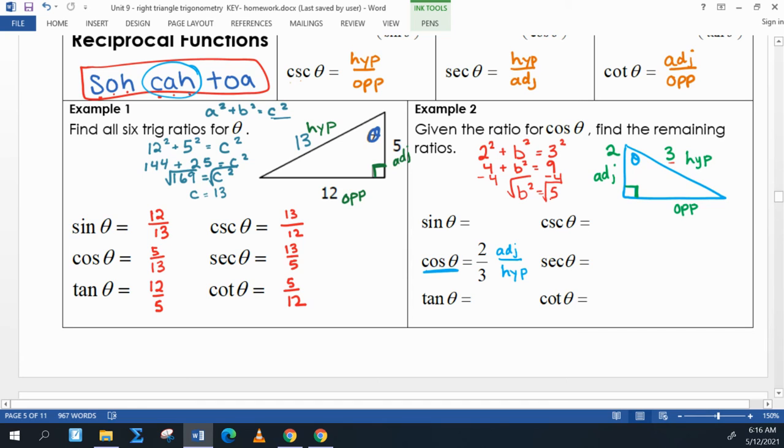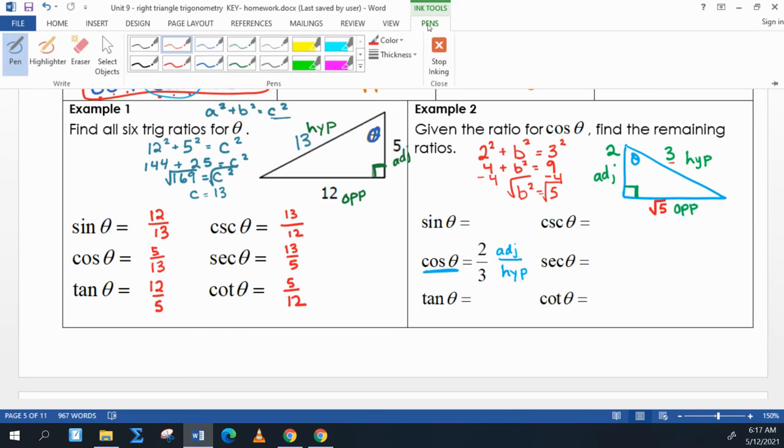Don't put it into your calculator. So many people are doing that. Do not put it into your calculator. I just want to leave it there as the square root of 5. Okay, perfectly acceptable. It's the exact answer. We did not round it.